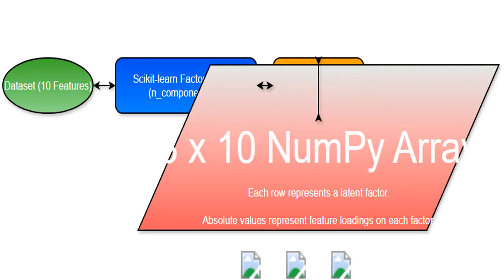The components attribute will be a 3 by 10 numpy array, a table of numbers. 3 rows represent the 3 factors, and 10 columns represent the 10 original features. Each number shows how strongly each original feature is related to each of the 3 new factors.